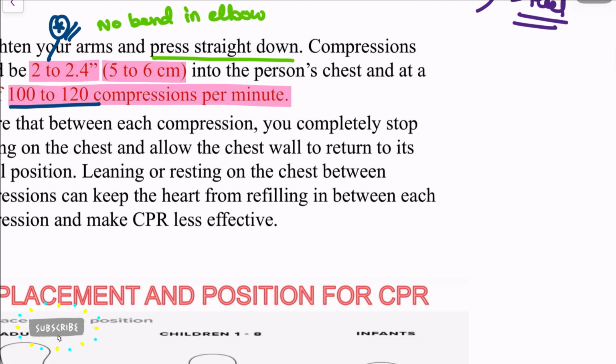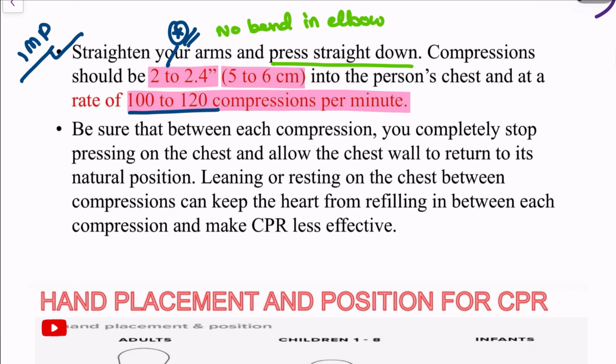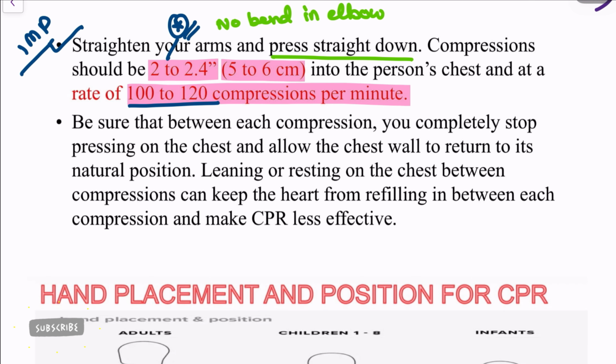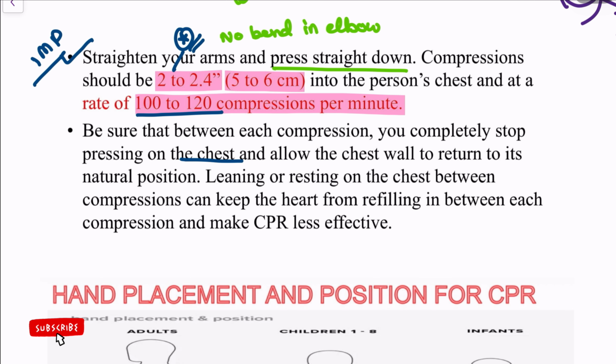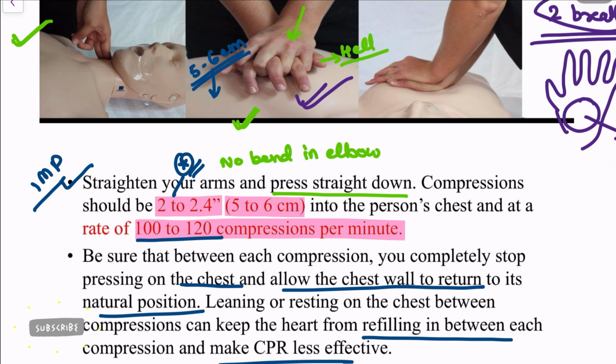This means when you are giving the compression, the chest should go inside 5 to 6 centimeter depth, or 2 to 2.4 inches. Now be sure that between each compression you completely stop pressing the chest and allow the chest wall to return to its natural position. Leaning or resting on the chest between compressions keeps the heart from refilling in between each compression and makes CPR less effective. What do you mean by this line?